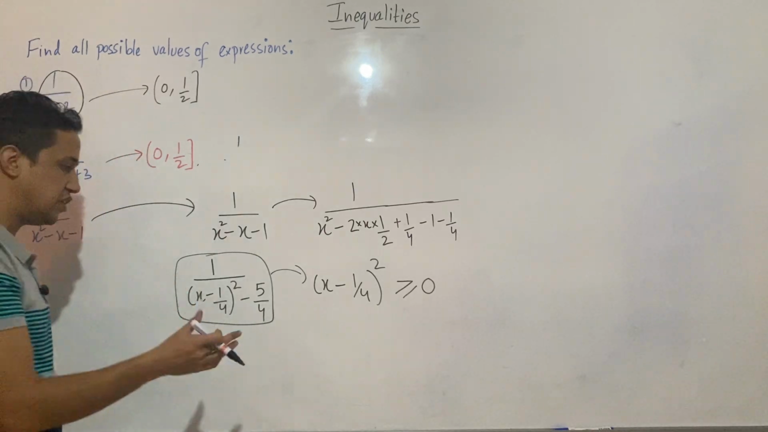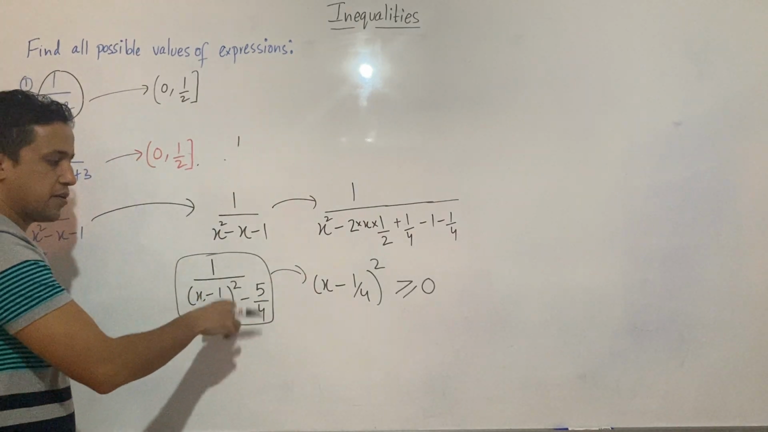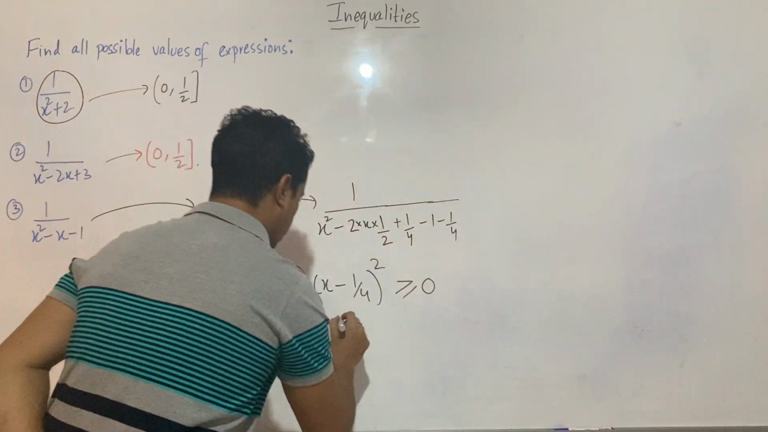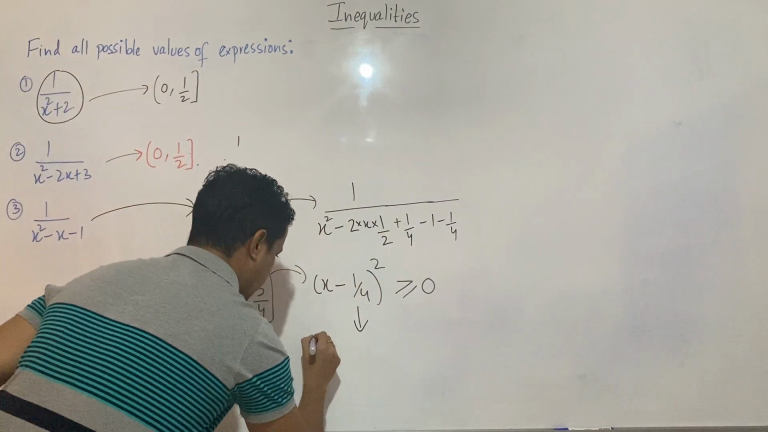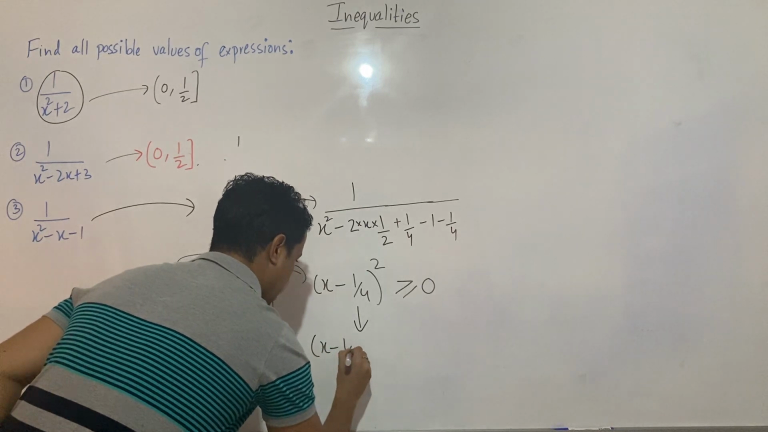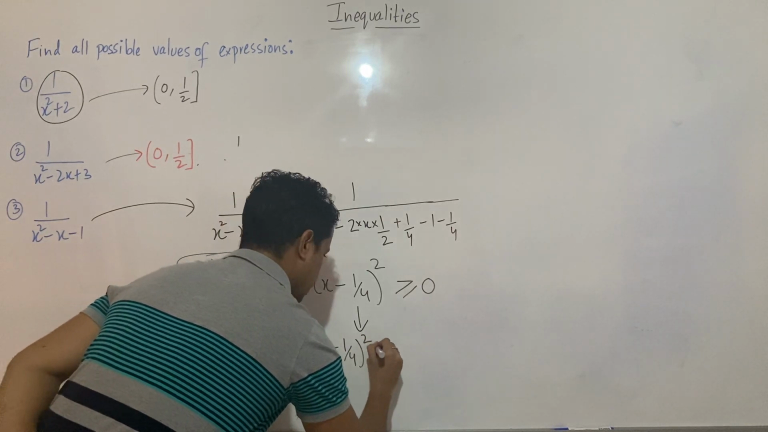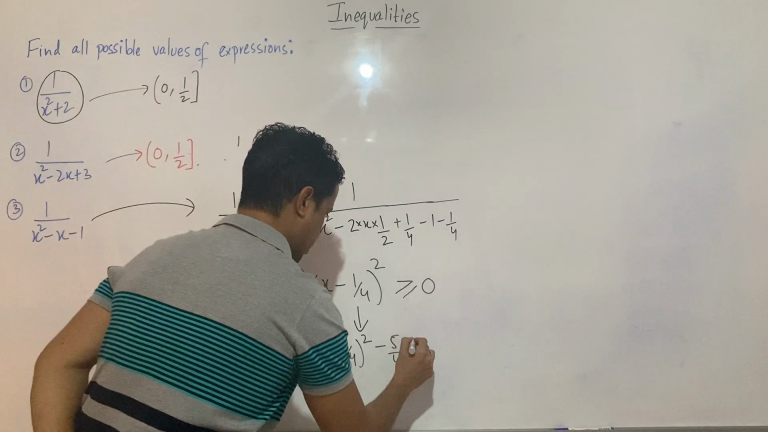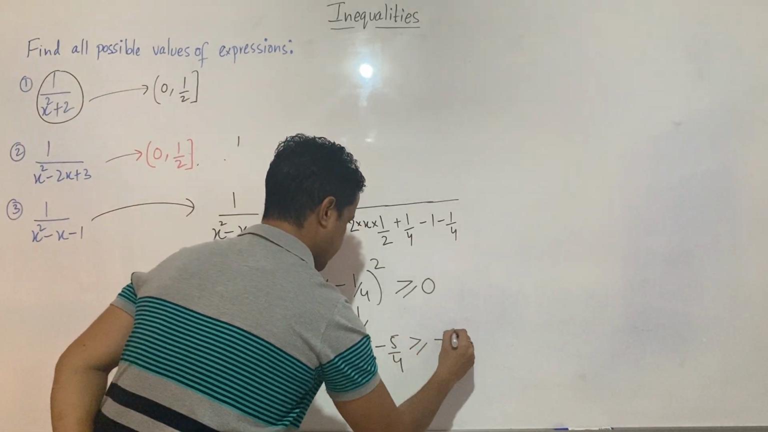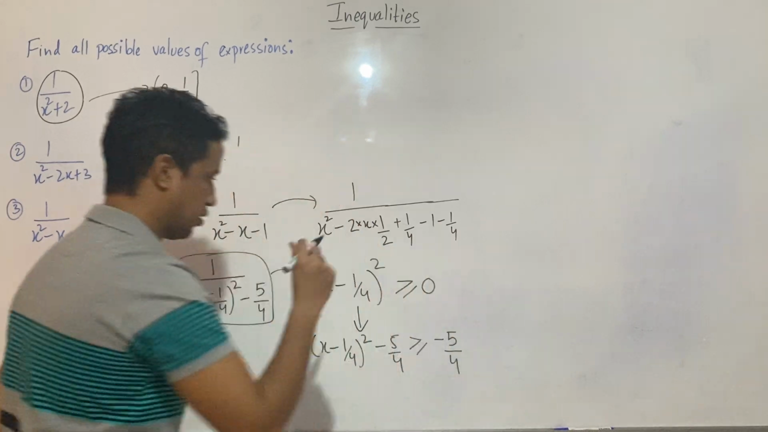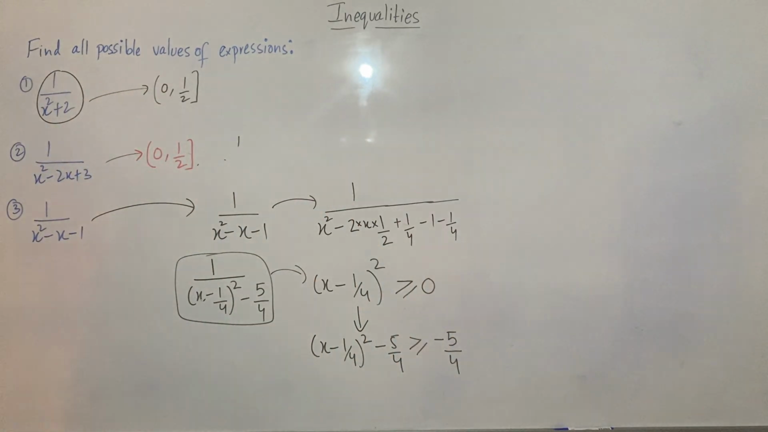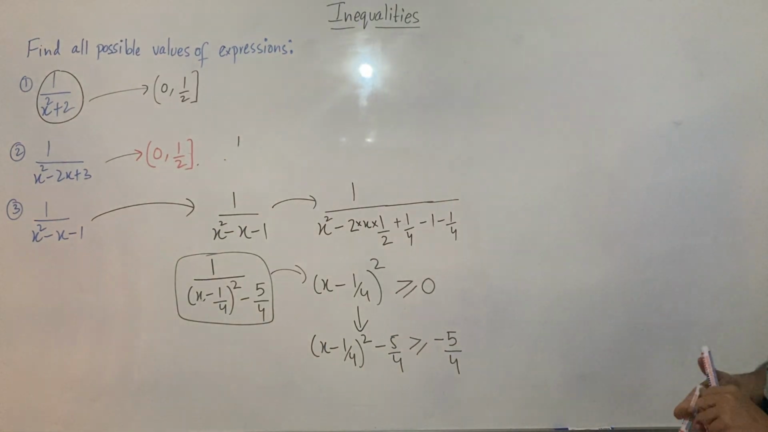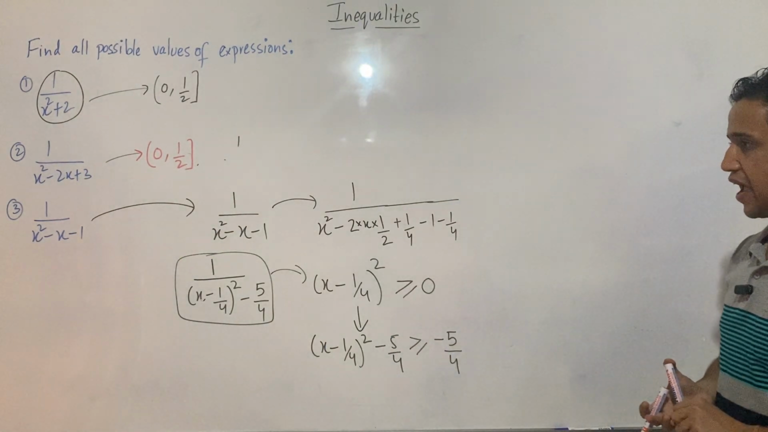Okay, so what I will do, I will just subtract 5 by 4 from both sides. So if I do so, what would happen? x minus 1 by 4 square minus 5 by 4 is going to be greater than or equal to minus 5 by 4, right? So this is what I get here, right?